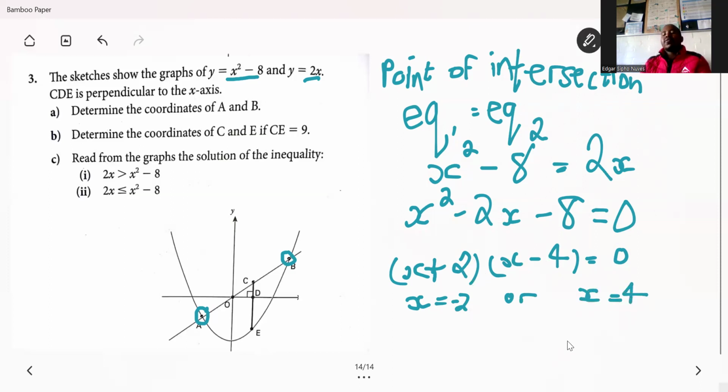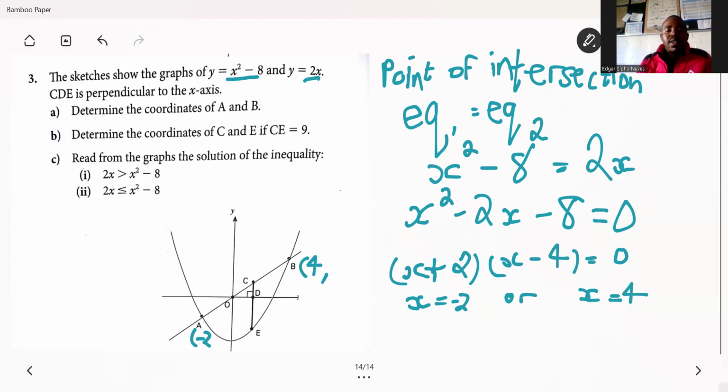You should be able to make out from the graph which value is which. So x equals minus 2 is this one, and then x equals 4 is that point. Now we need to find the y coordinates of these. To find the y coordinate, you can substitute your x value into either one of the two equations, because the point of intersection lies on both equations at the same time. So you can substitute your x values into either one, and you'll still end up with the same answer.